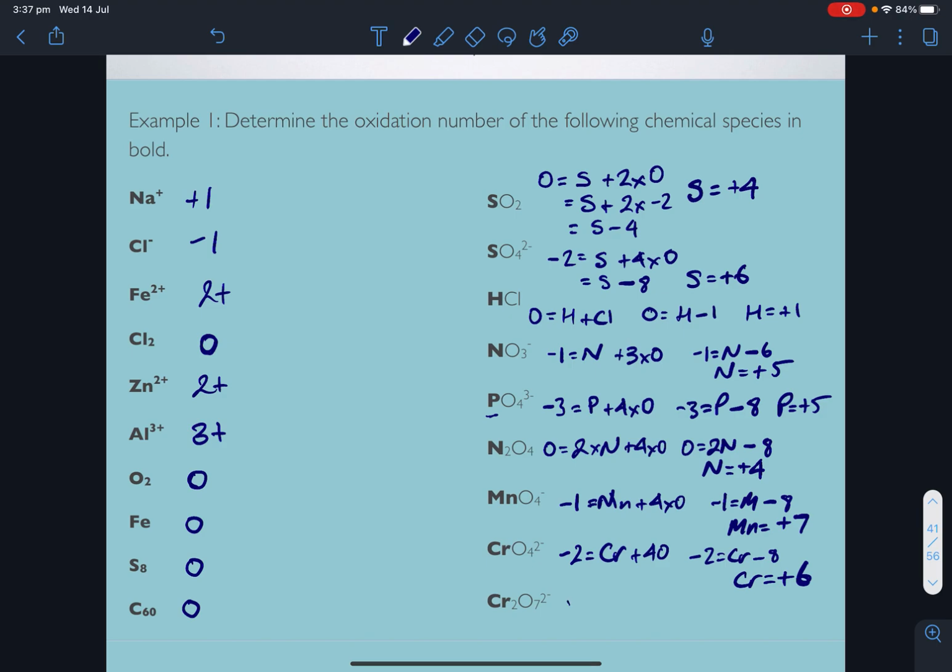Okay, let's solve it. So -2 equals 2 chromiums plus 7 oxygens. Oxygen's -2, so -2 equals 2 chromiums minus 14. Add 14 to both sides. 12 equals 2 chromiums. Chromium equals 6 positive. Anyway, that'll do. I may have made a mistake there, but I think it's all good.